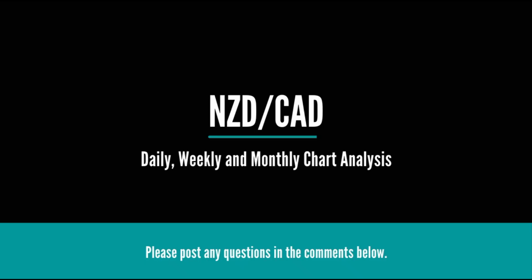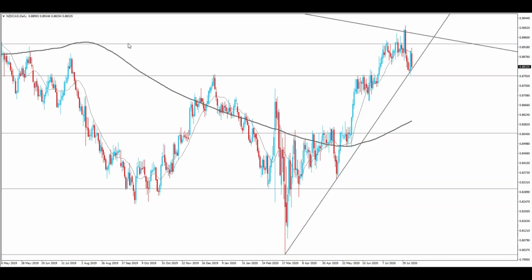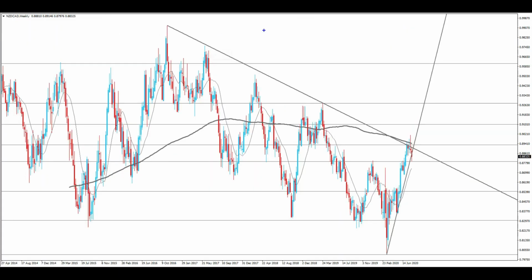Next up is NZD CAD. Okay, so for NZD CAD, we're going to start with the weekly, and you can see that we're in a downwards trend in the market with this trend line. Price is making lower highs and lower lows. So you can see we have a test of the trend line there, another one there, and we've had multiple here. So expecting price to respect this trend line and make a move to the downside to continue that weekly downtrend.